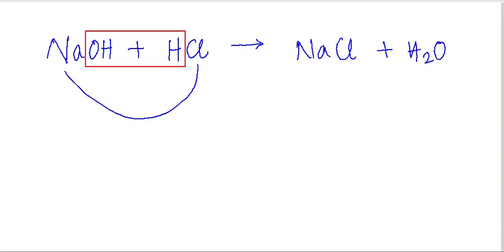Alright, so this is all about the reactions of acids and bases, how they react with each other and how they react with water. What are the ions produced in water when they are dissolved? So this is all about it. I hope all the reactions and the characteristics of acids and bases so far are clear to you. Thank you.